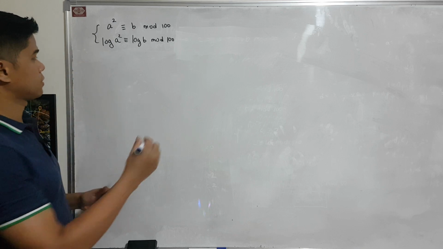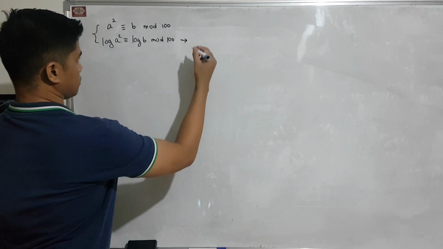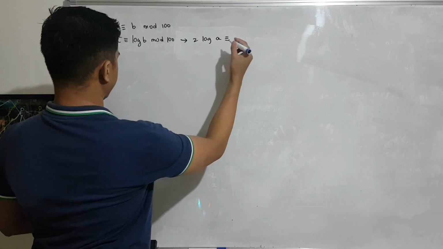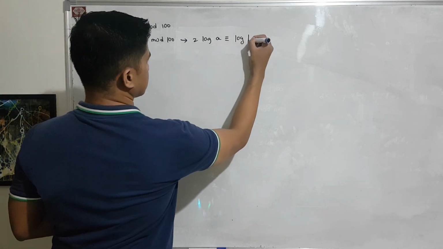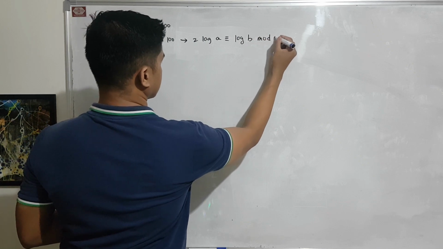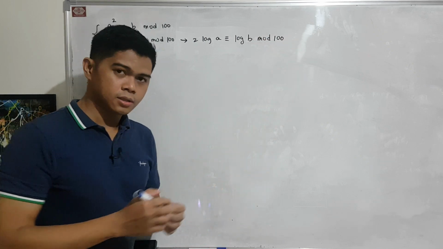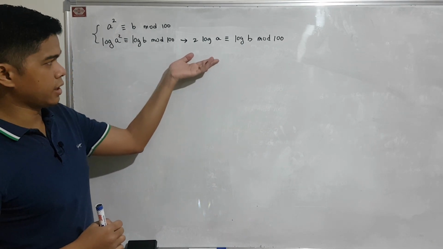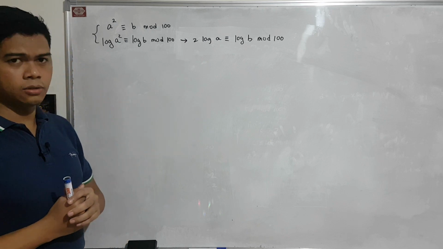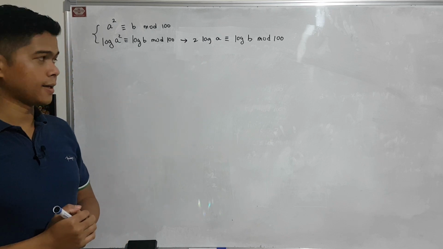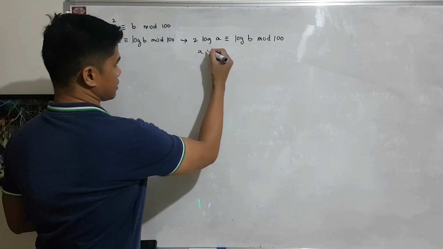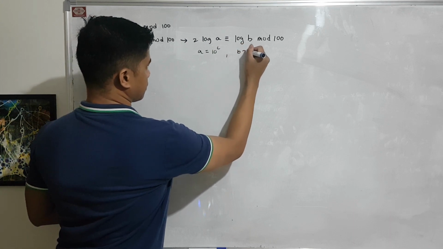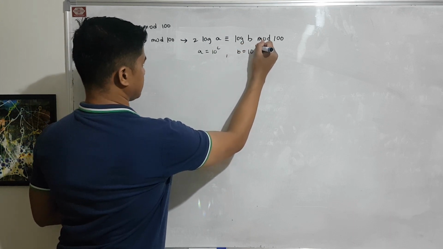Okay, so first we can rewrite the second congruence, by property of exponents, into 2 log a congruent to log b mod 100. Since congruence is all about integers, and we have taken log here, log a and log b, we might need to rewrite a and b as powers of 10. So we can write a as 10 to the power of c, and b as 10 to the power of maybe d.